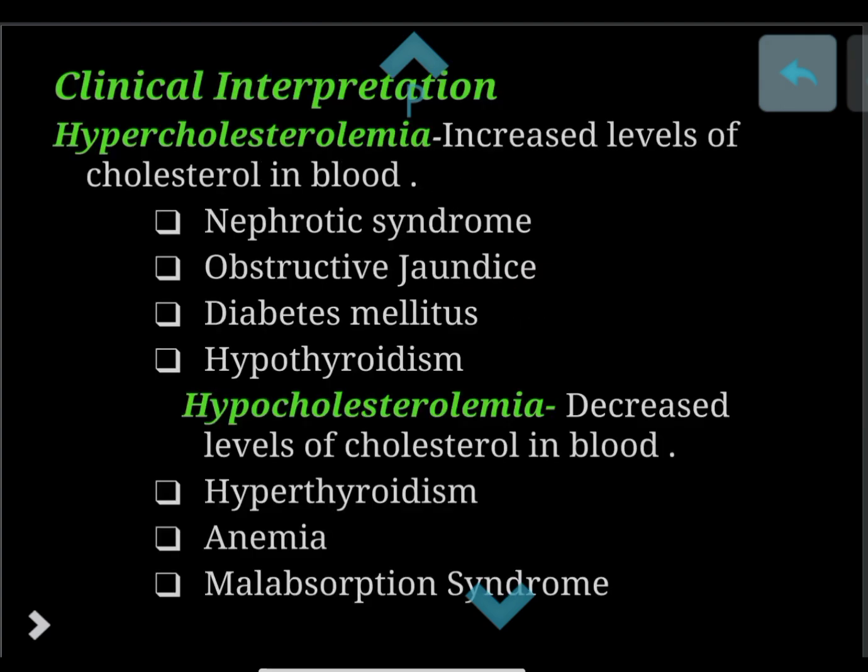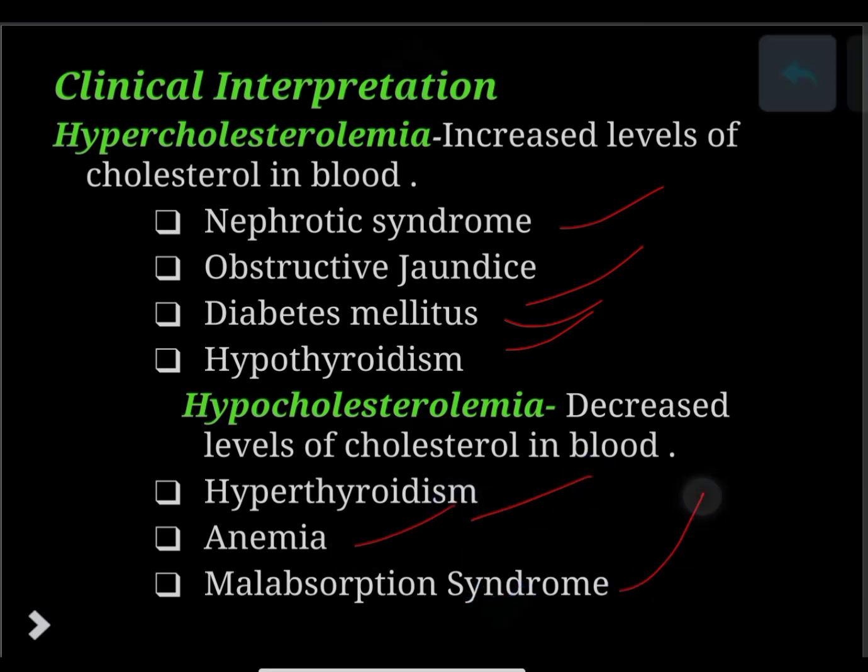Okay, so next, clinical interpretation. What is the clinical interpretation of hypercholesterolemia? In which conditions are cholesterol levels increased? First, cholesterol is increased in nephrotic syndrome. Second is obstructive jaundice. Third is diabetes mellitus, and fourth is hypothyroidism. Next we shall talk about the conditions in which decreased levels of cholesterol are found: hyperthyroidism, anemia, and malabsorption syndrome.